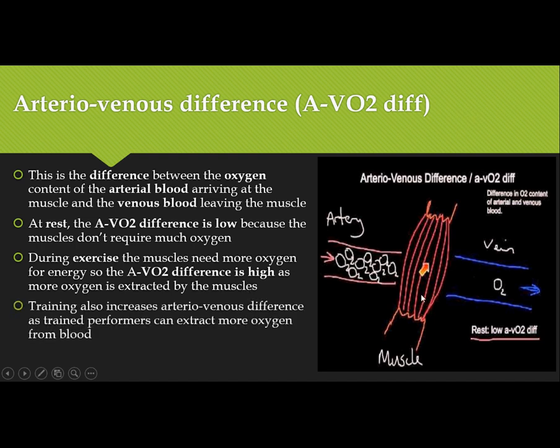Training also allows our muscles to get better at taking on oxygen, so training also increases the arteriovenous, or the AVO2, difference. Okay, watch the video again, make your notes and add some questions in your book.